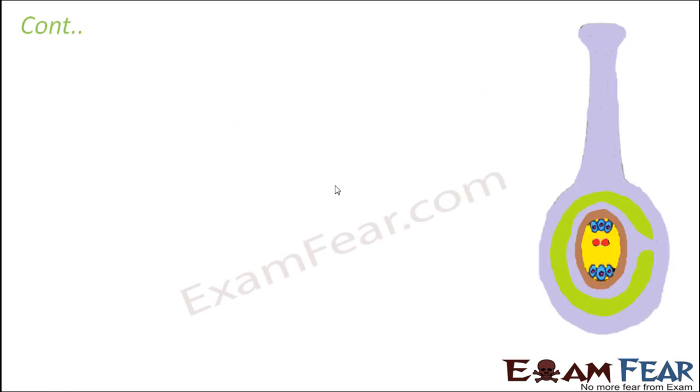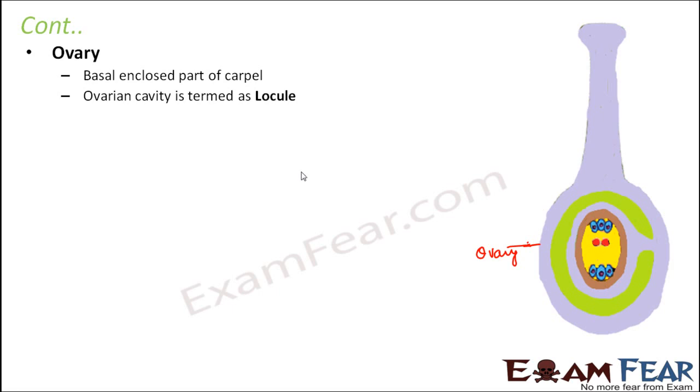Let us quickly see what each of them does. Let us start with the ovary. The ovary is the swollen portion at the base. It is the basal enclosed part of the carpel. If you see, it is completely enclosed. This portion is the ovary and it is all enclosed. You can think of this carpel like a bottle with a swollen bottom. The ovarian cavity is also called the locule. This entire space inside the swollen structure is the ovarian cavity, also called the locule. Now inside the ovary is present the ovule.